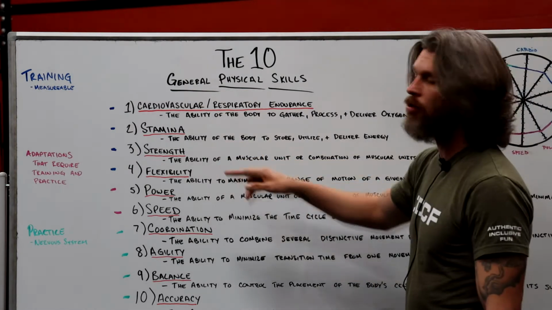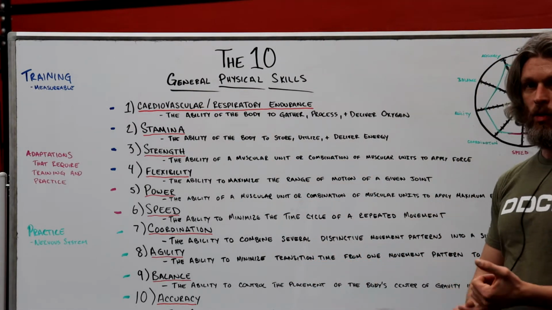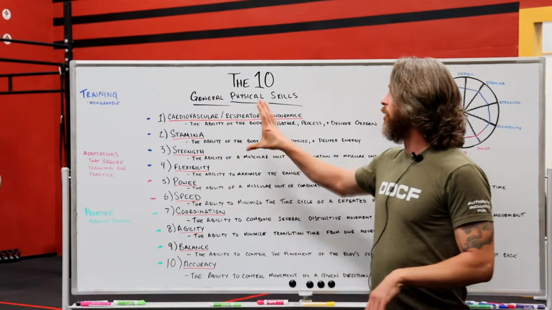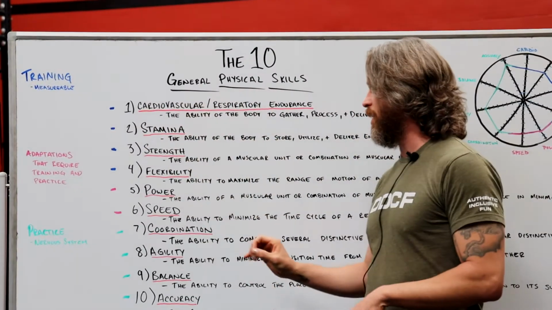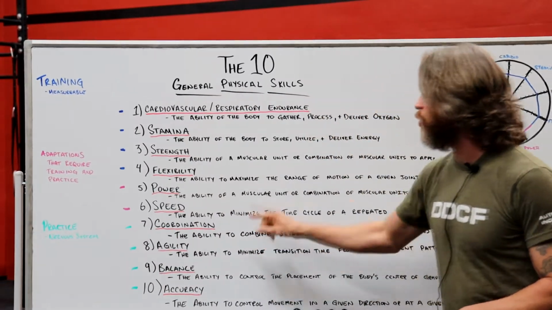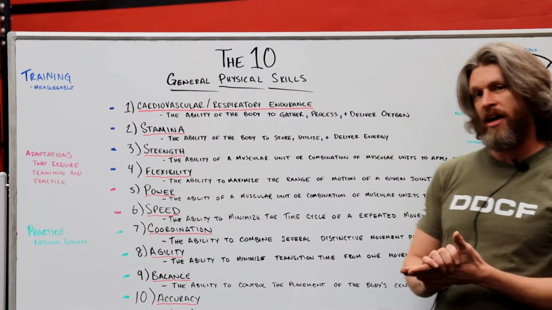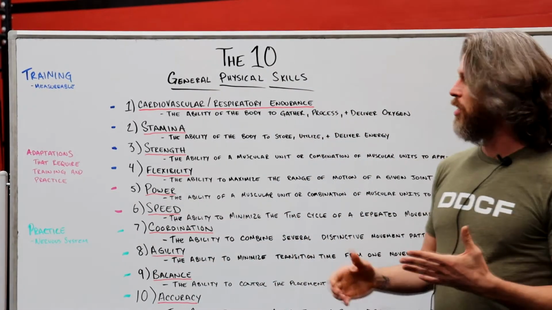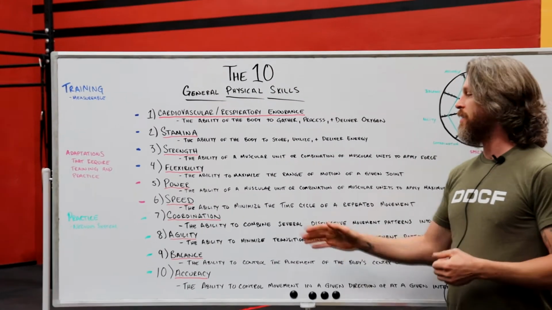If you are not as strong as you'd like to be, squat, bench, deadlift, press, you will get stronger. And all of the blue ones are measurable like that. We're going to go down here to the green ones: coordination, agility, balance, and accuracy. Those are all nervous system adaptations. Those are improved through practice. That's not intense stuff.